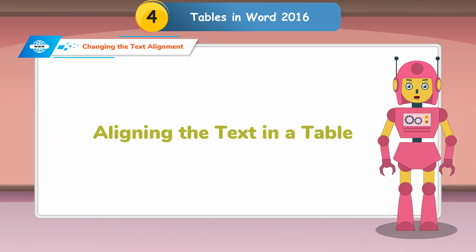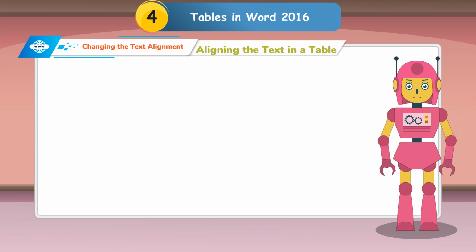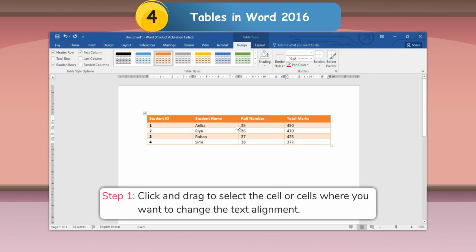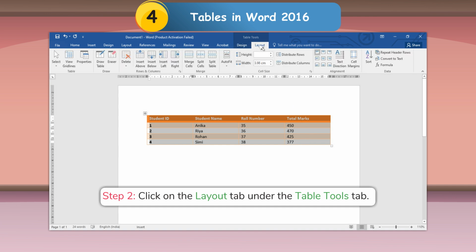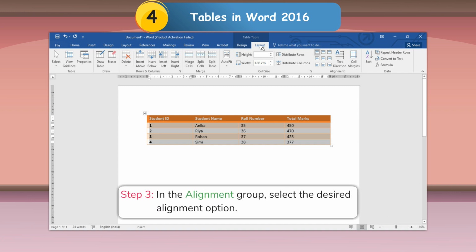Aligning the text in a table. Step 1. Click and drag to select the cell or cells where you want to change the text alignment. Step 2. Click on the Layout tab under the Table Tools tab. Step 3. In the Alignment group, select the desired alignment option.